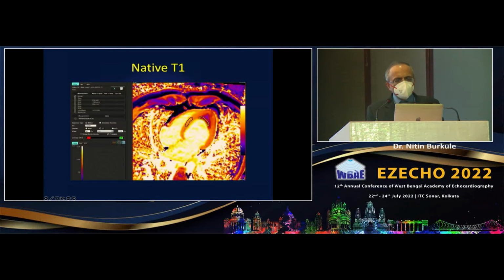And I can even measure it by ROI and show that there are very low T1s there. Of such low T1s in the myocardium, a lesser T1 is only in the fat, but below that is only iron. Nothing else can be that.